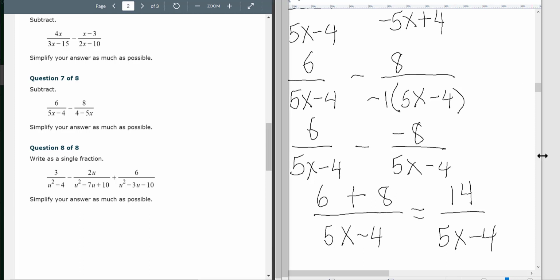And as we've said before, you cannot reduce this because there are no common factors in the denominator. Those are terms, and terms cannot be reduced. The only thing that would reduce with a binomial 5x minus 4 is another binomial, just like that, as a factor in the numerator, 5x minus 4.